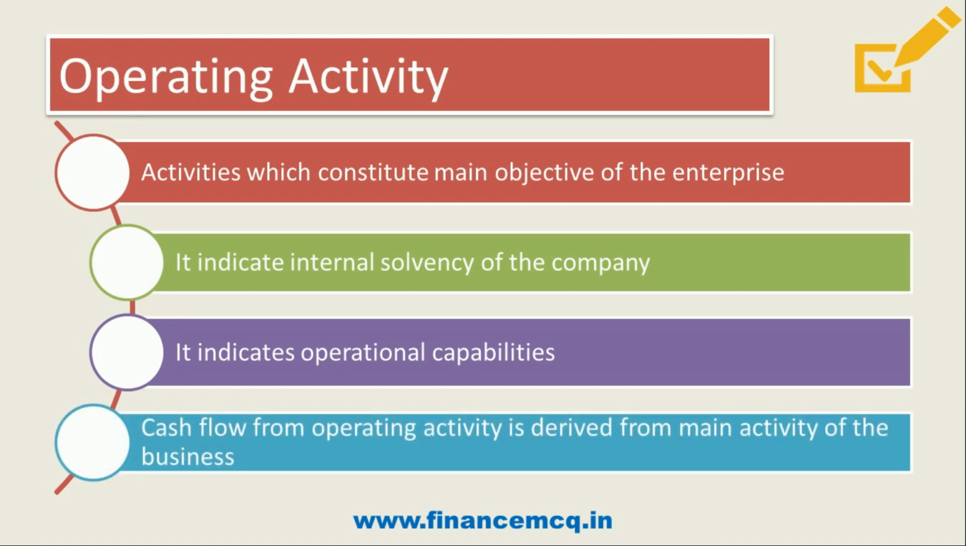And friends, cash flow from operating activity is derived from the main activity of the business. Now what does it mean? Like in the same example we have taken for the automotive company, their main operation is manufacturing of cars. So for them the operating activity will be manufacturing of cars.